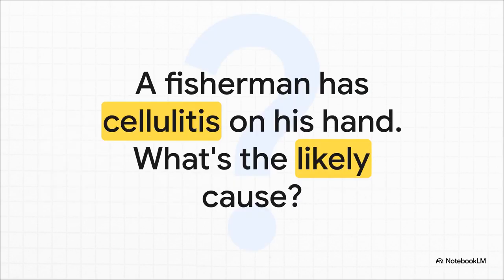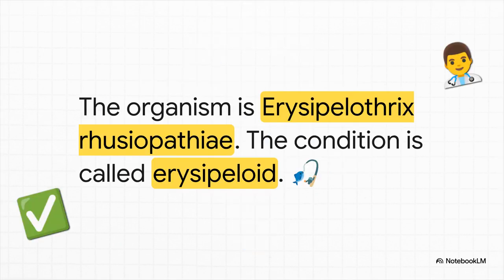Okay, let's try a case. Picture this. A 45-year-old fisherman walks in. He's got this non-purulent cellulitis on his hand. Now, think about his job. What organism should be jumping to the top of your differential? And the answer is Erysipelothrix rhusiopathiae. We call the condition erysipeloid. It's just the perfect example of why asking what do you do for a living can be one of the most important questions in your clinical history.